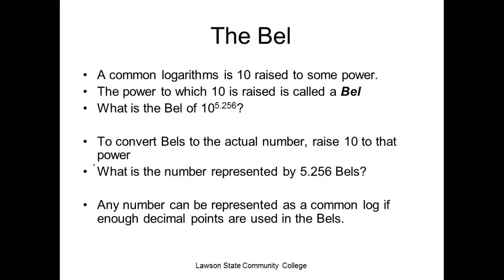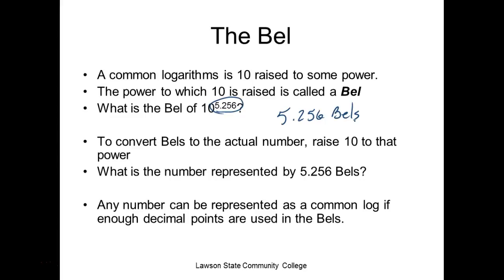A common logarithm is 10 raised to some power. The power to which 10 is raised is called a bel. So if I had 10 raised to the 5.256, this would be 5.256 bels. So now I can give it without giving 10 because 10 is understood, right? You understand?